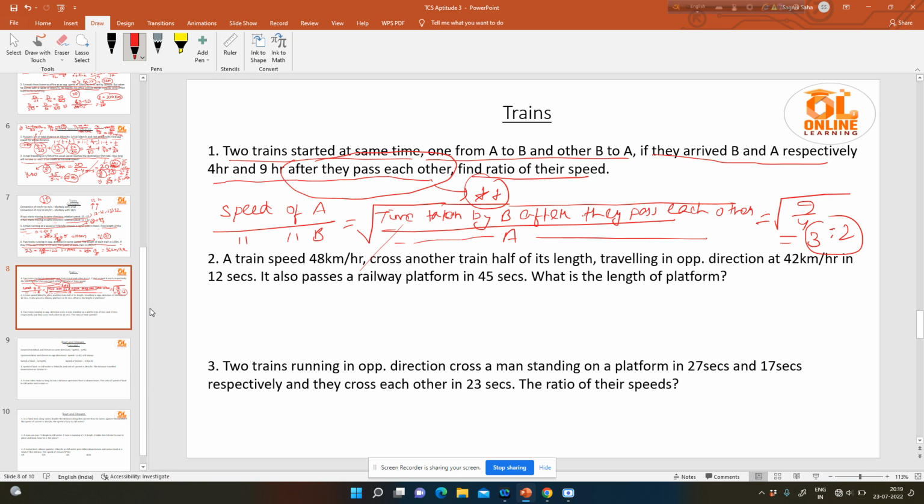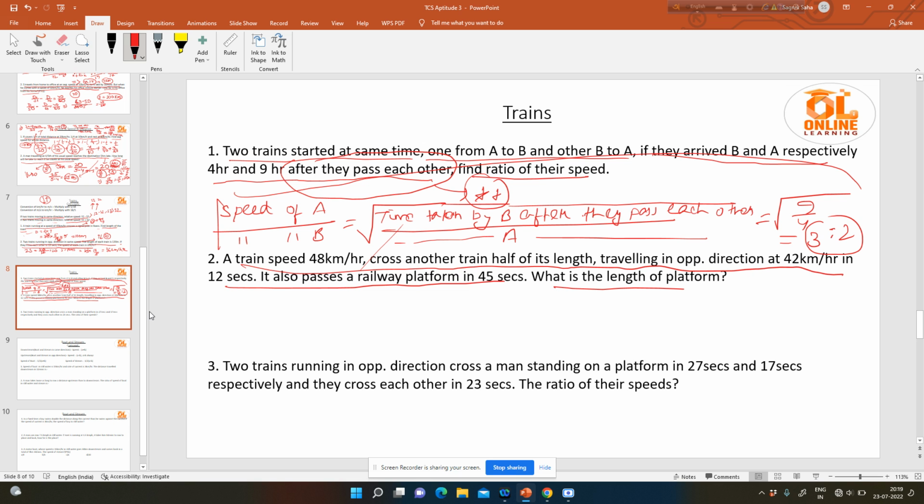So remember, whenever you see after they pass each other, find the ratio of their speeds, you have to apply this formula, and it is a very, very important formula, and you can see direct questions using this formula. So remember it. Now the next question. A train with speed 48 km per hour crosses another train of half its length traveling in the opposite direction at 42 km per hour in 12 seconds. It also passes a railway platform in 45 seconds. What is the length of the platform?